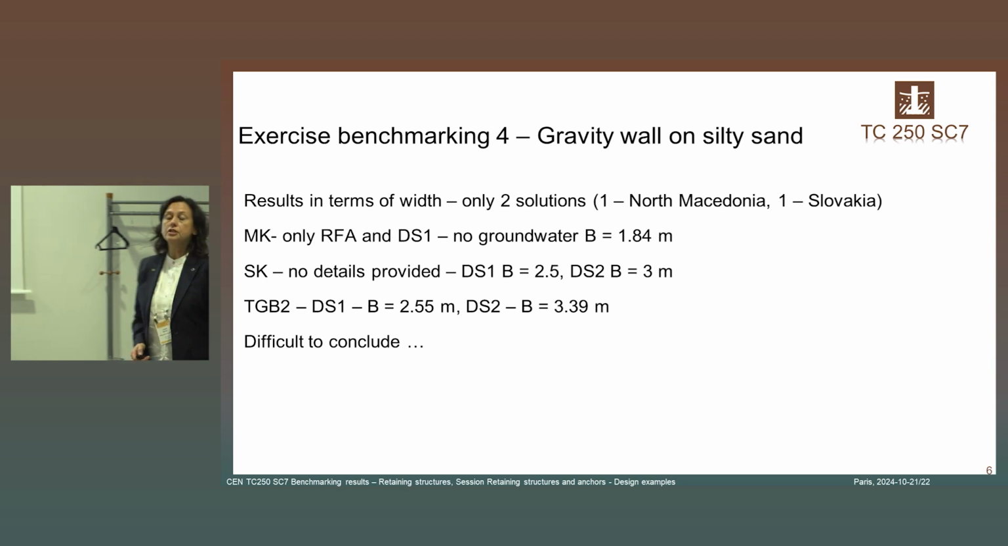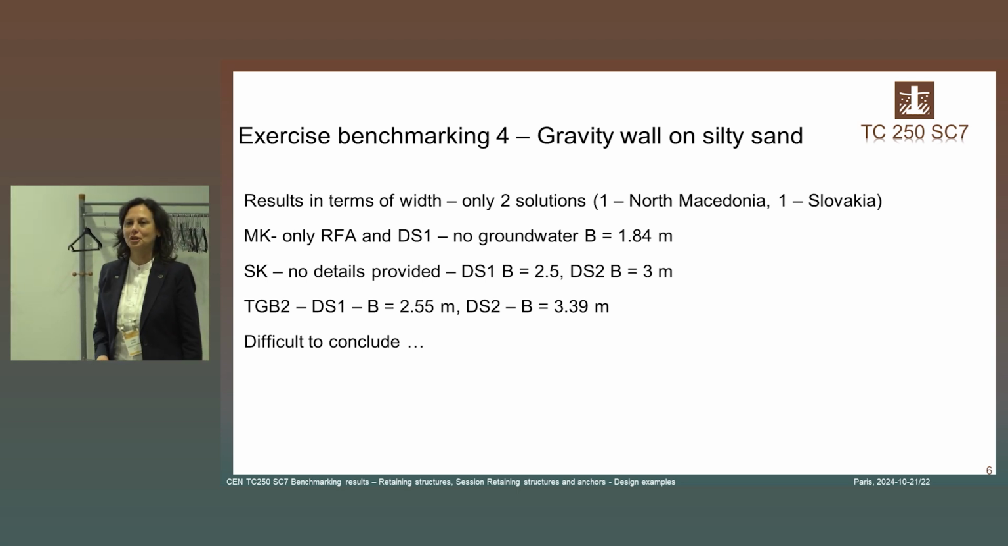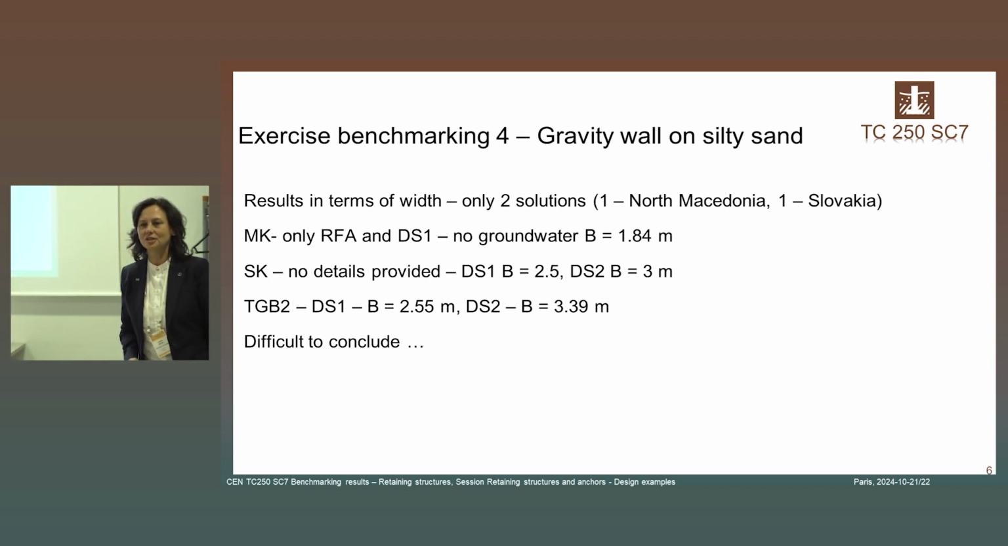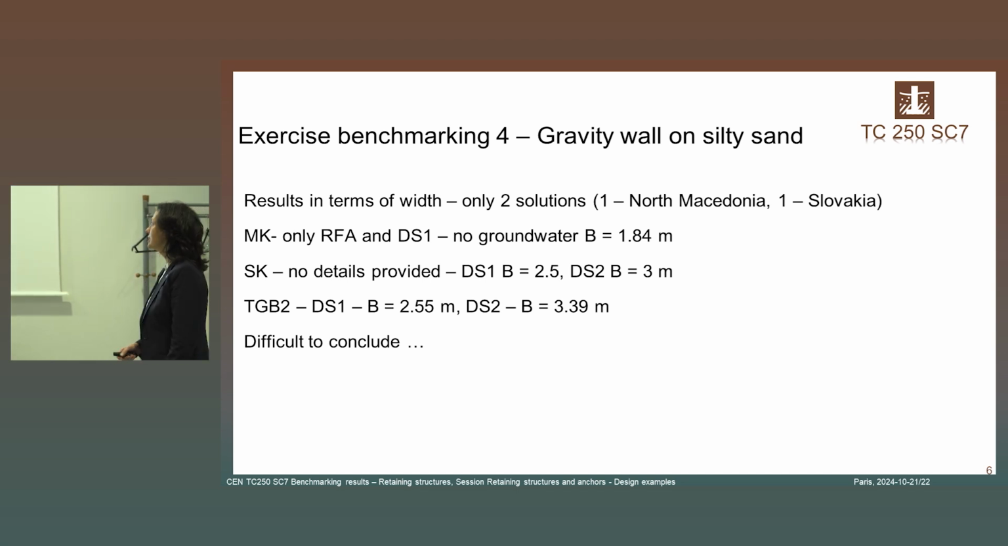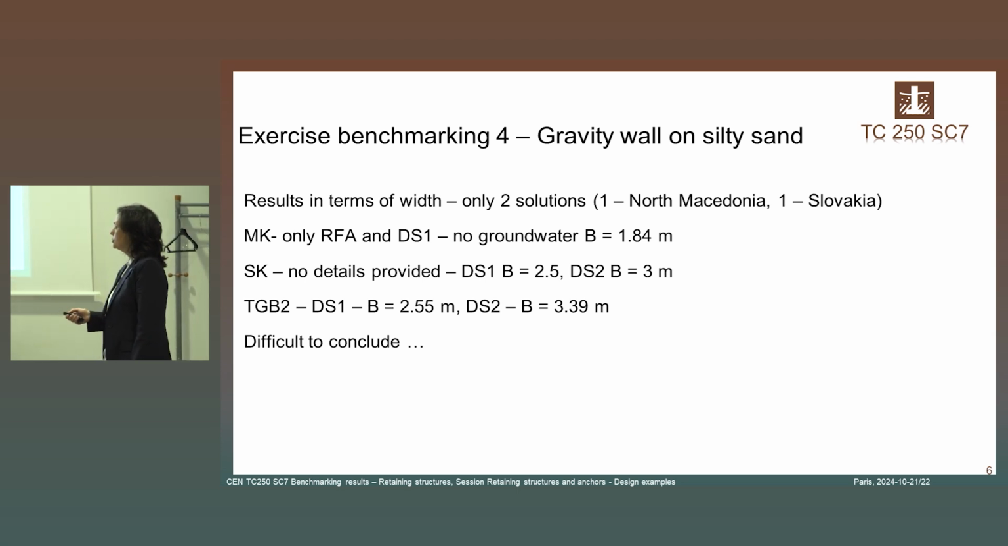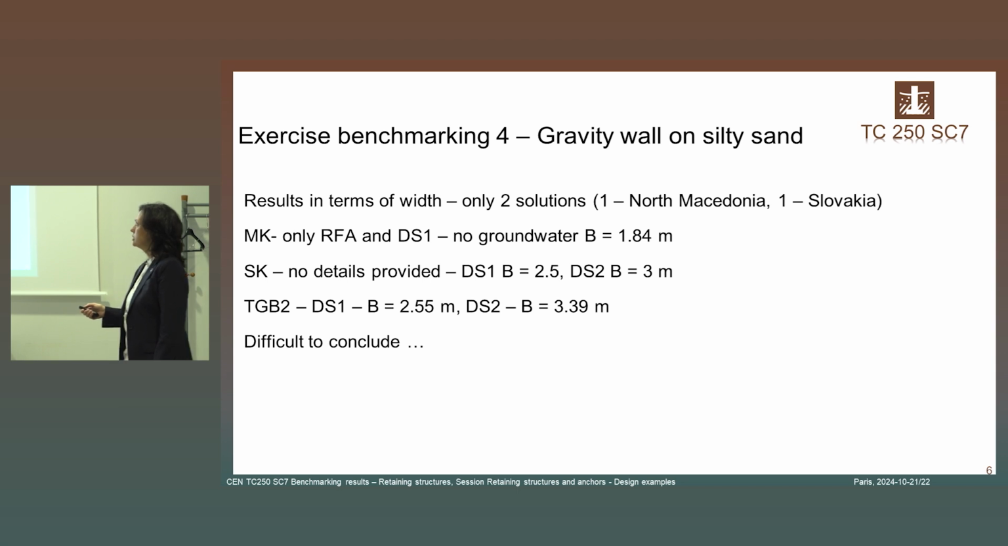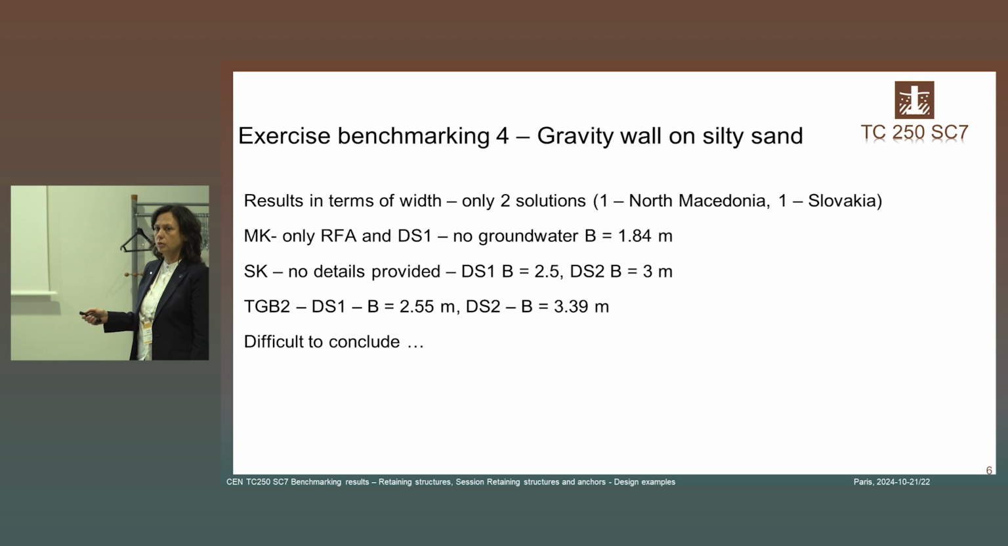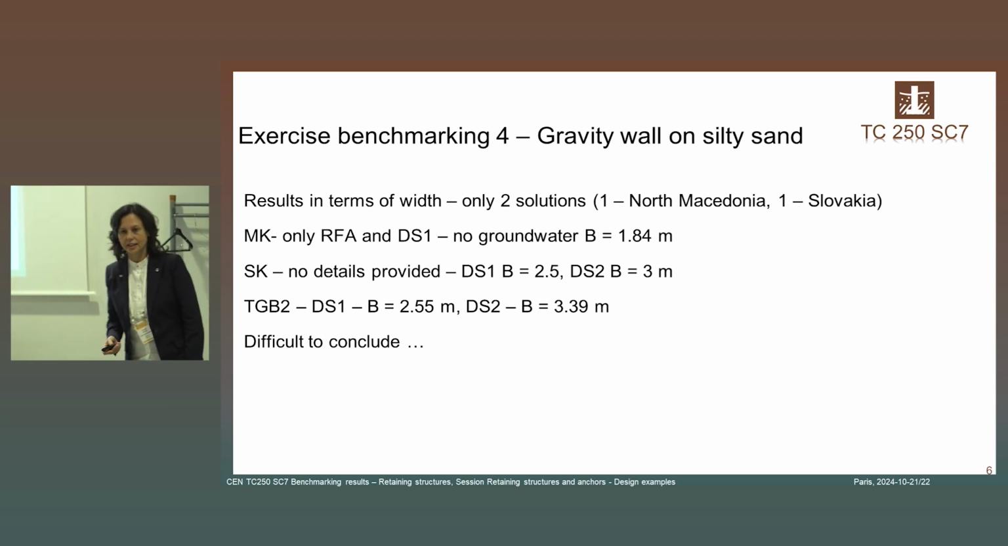So we only received two solutions, so it is very difficult to reach a conclusion after only two people solving this example. One came from North Macedonia and one from Slovakia. The one from North Macedonia only used RFA and only design situation 1, if I understood well what they did, with no groundwater at all, and this was the final result, 1.84 instead of 3.39.